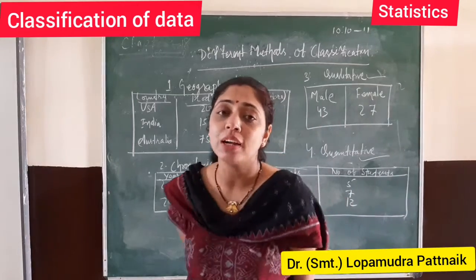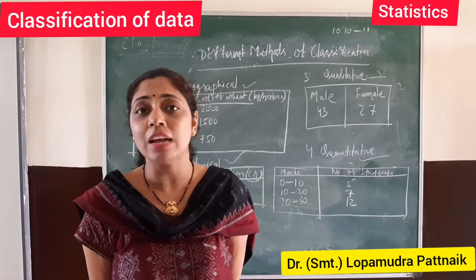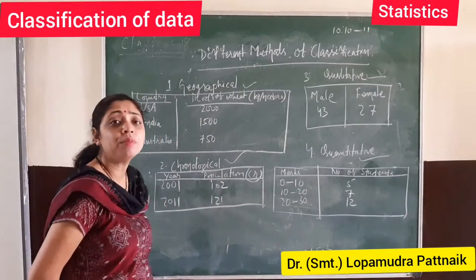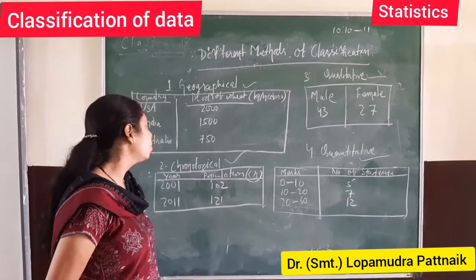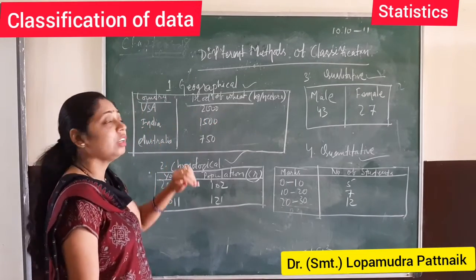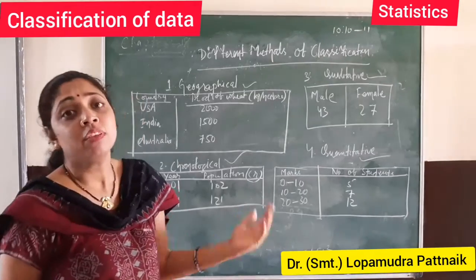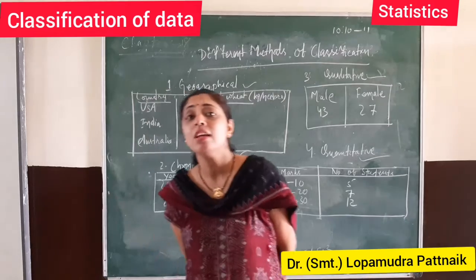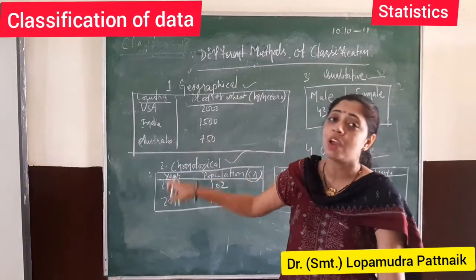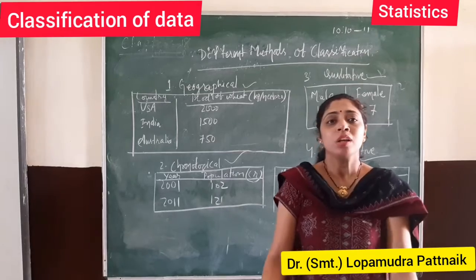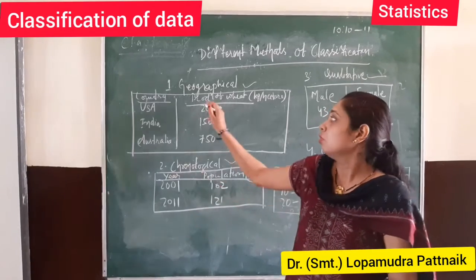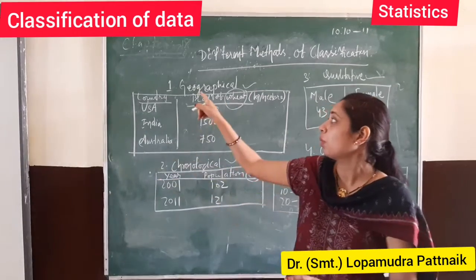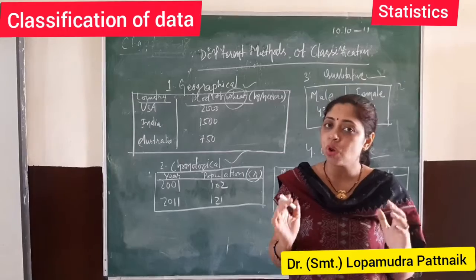For example, we are collecting data. We have collected data from different countries like USA, Australia, India regarding the production of wheat per kg in hectares. So 2000 kg per hectare in USA, 1500 kg per hectare in India and 750 kg per hectare in Australia. So geographically we have tried to understand the production capacity with regard to wheat in 3 different countries. Then this will be known as geographical classification of data.